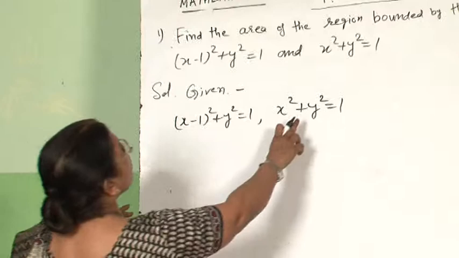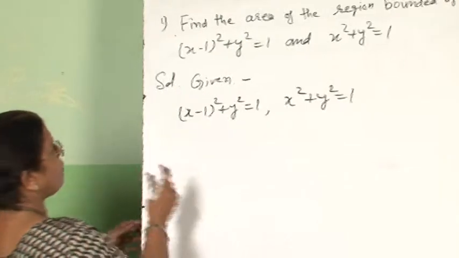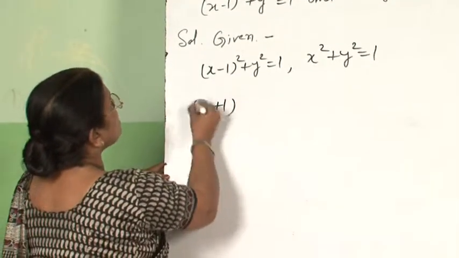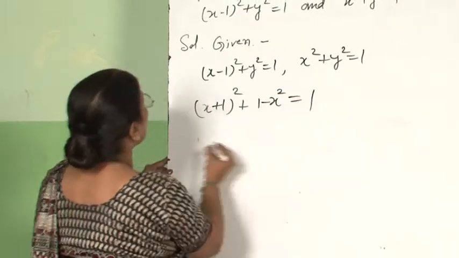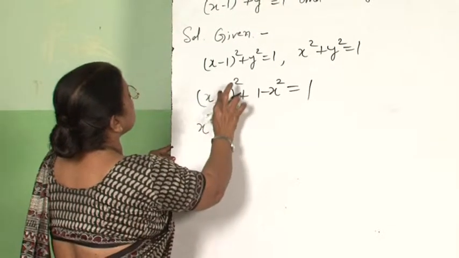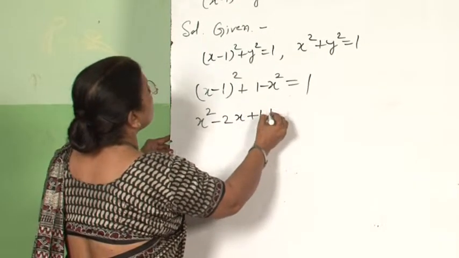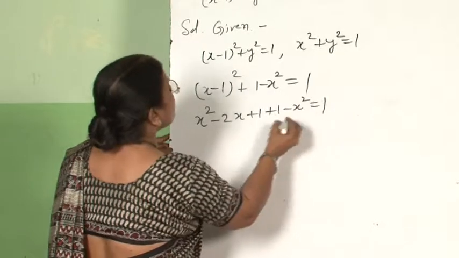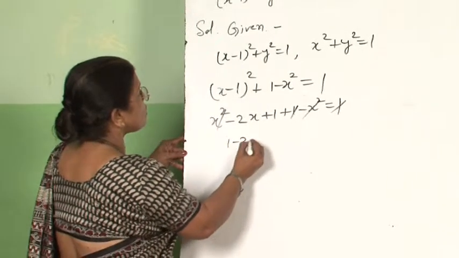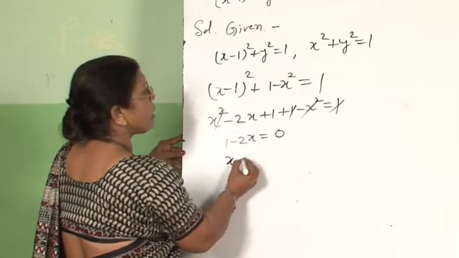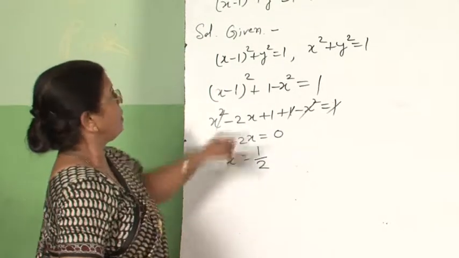Now, we will put the value of y from second equation in first equation. So, it becomes (x plus 1) square plus value of y square, which is 1 minus x square, is equal to 1. Now, this is (x minus 1) square. If you simplify this, x square minus 2x plus 1 minus x square is equal to 1. Here 1 cancels, x square cancels. So, 1 minus 2x is equal to 0. So, x is equal to 1 by 2. So, this is x coordinate of the point of intersection.